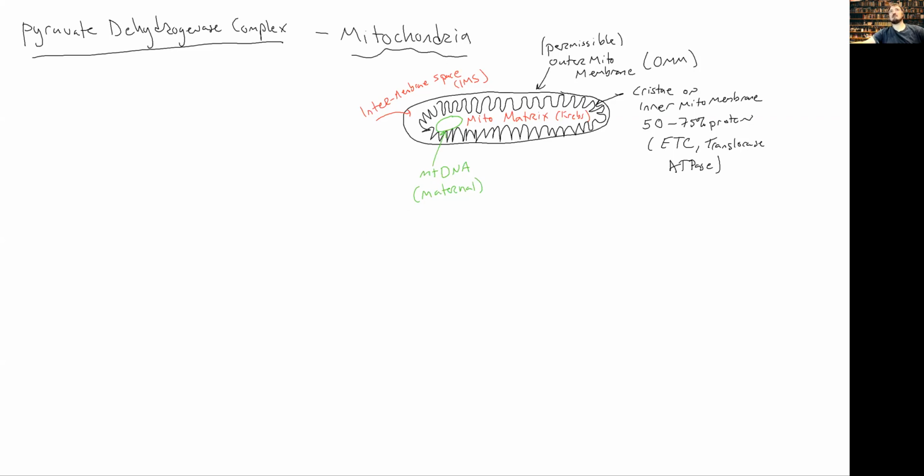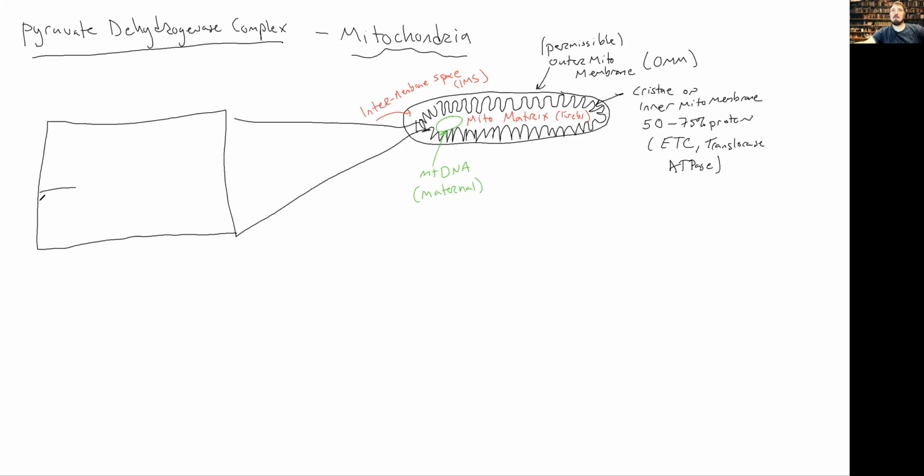So what I'm going to do is zoom in a little bit on the inner membrane here. Make a little blow up, see if I test my artistic skills. Okay, so we have two membranes. And so here's the outer mitochondrial membrane. Here's the inner membrane. Okay. So here's the inner mitochondrial membrane. Here's the intermembrane space between the two.